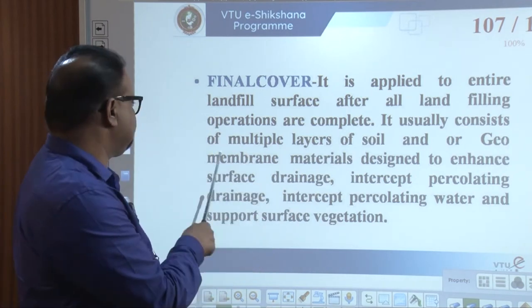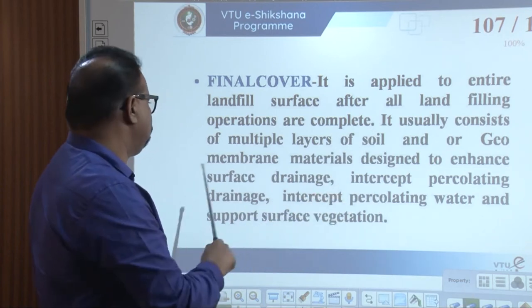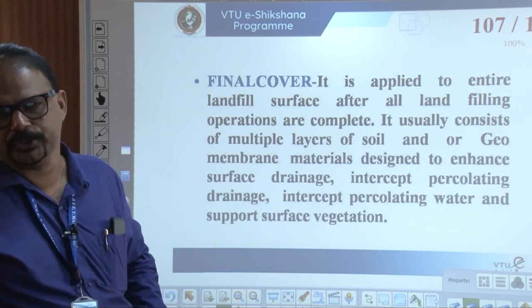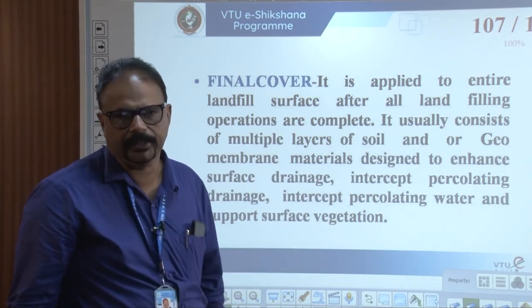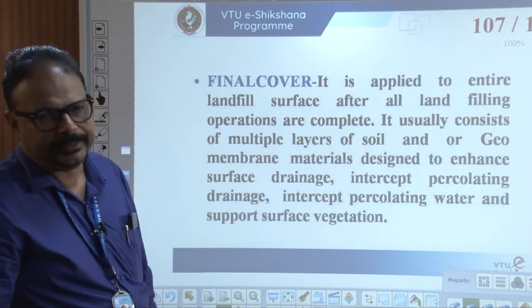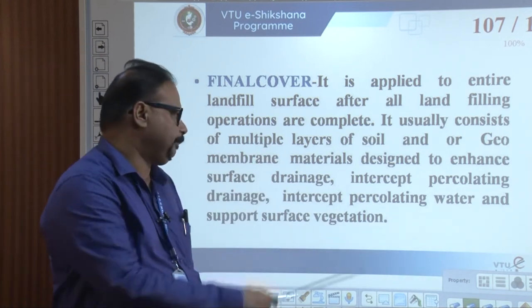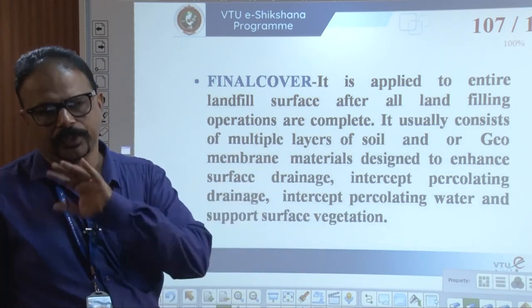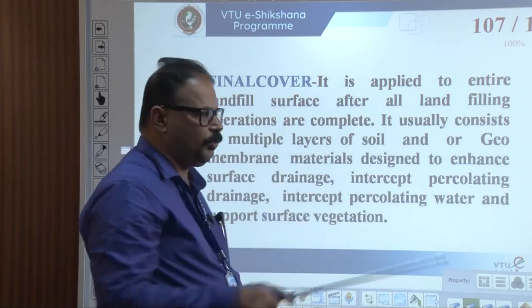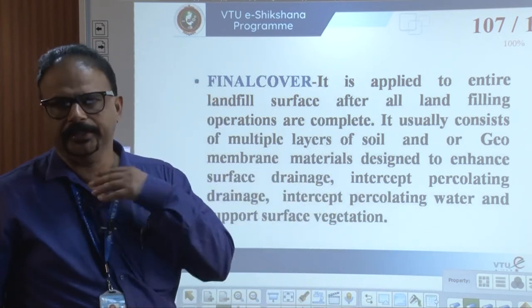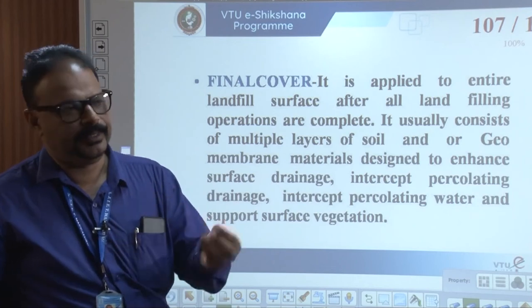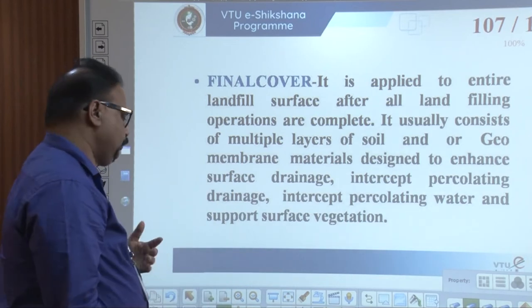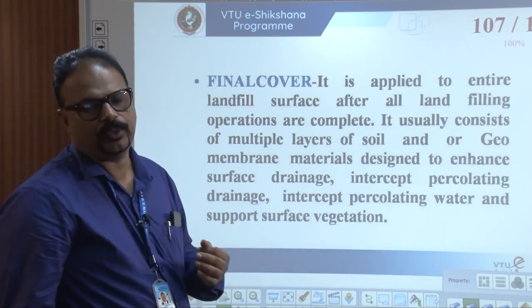The final cover usually consists of multiple layers of soil or geomembrane material. Many countries use soil, and some may use geomembrane material, so that gas or water should not come out. With the surface vegetation, after the final cover and after some years, once all compaction is done, they will grow vegetation or crops, make a park, or it may be a ground or anything.